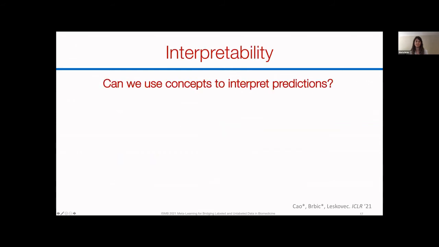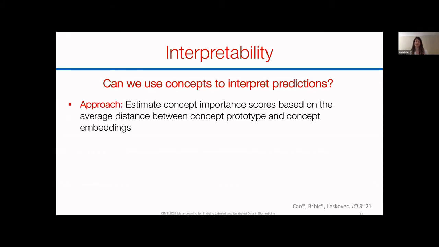Can we use these concepts to go beyond the prediction task and get interpretations behind our predictions? Interpretability is particularly important in the few-shot setting because our predictions are based only on a few labeled examples. We will take the following approach to explain our predictions. For each concept, we estimate a concept importance score based on the average distance between the concept prototype and the concept embedding. Intuitively, the lower the distance between the concept embedding and the concept prototype, the higher the importance score. A higher score indicates a higher contribution in classifying that data point to a particular class.